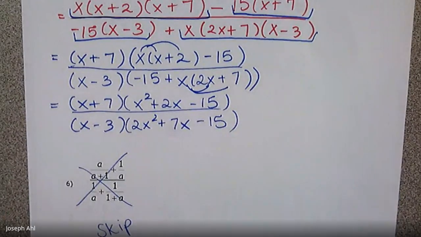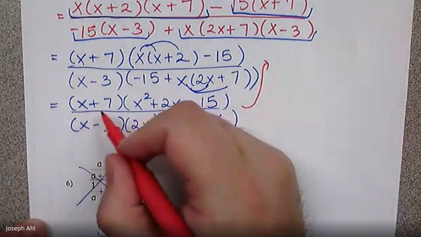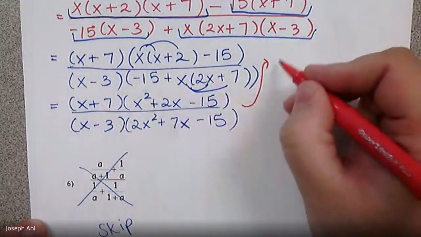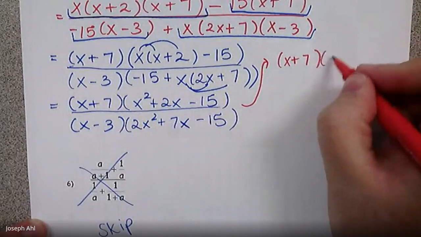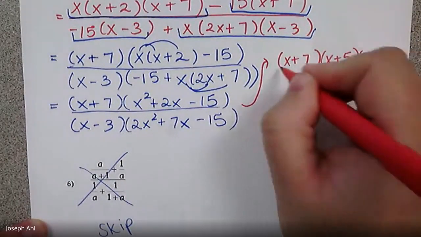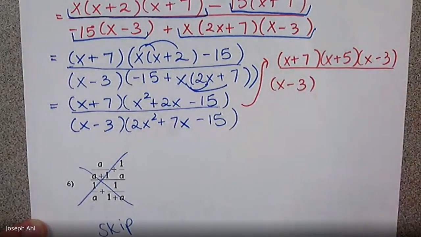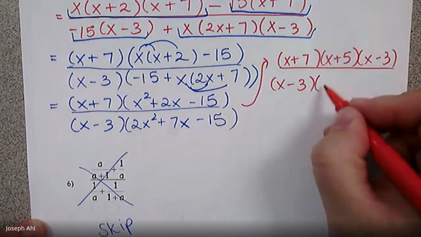Okay, I'm running out of space here, so I'm going to bring my work up over here for a second. Each of these trinomials, you want to see, can you factor them? So we've got x plus 7, and then x squared plus 2x minus 15, that factors to x plus 5 times x minus 3. In the denominator, we've got x minus 3 down there. 2x squared plus 7x minus 15.